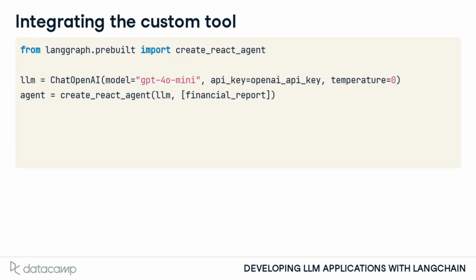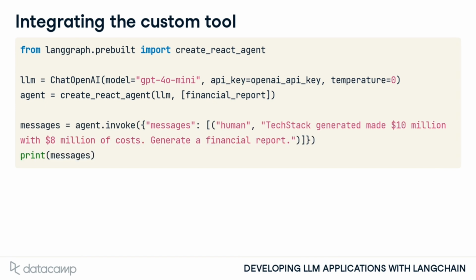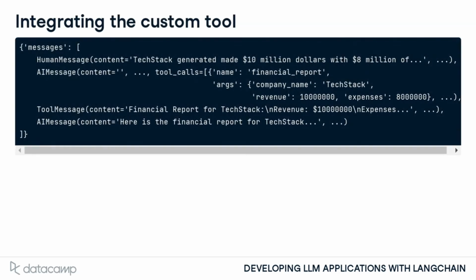We'll again use a React agent, combining the chat LLM with a list of tools to use, containing our new custom tool. We invoke the agent with an input containing the required information: a company name, revenue, and expenses. The response from the agent starts with our input, then determines that the financial report tool should be called, which returns a tool message containing the output from our function, and finally, the output is passed to the LLM, which responds to us. Let's zoom in on this final message.